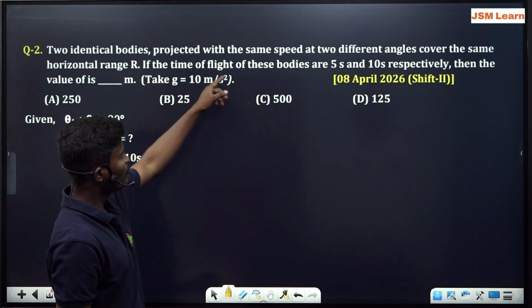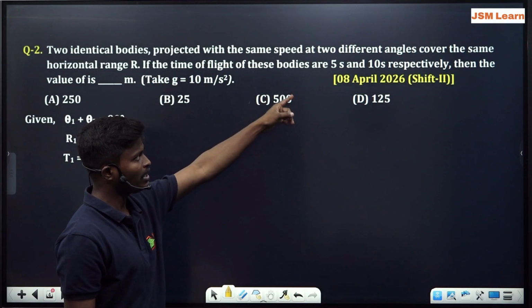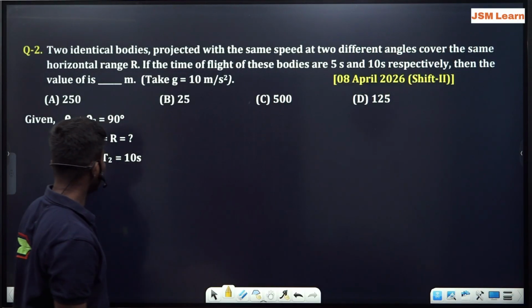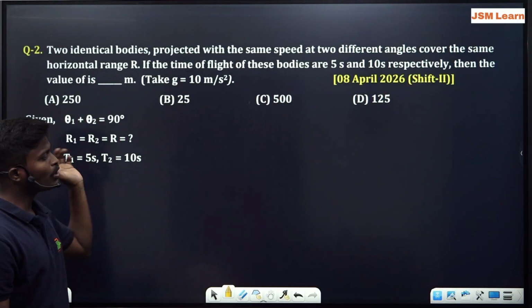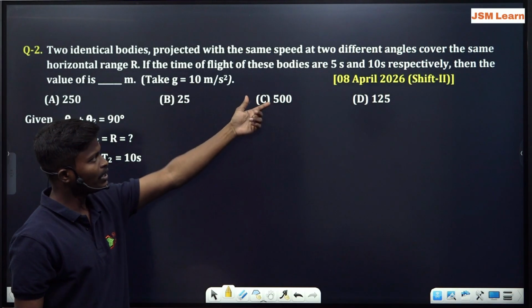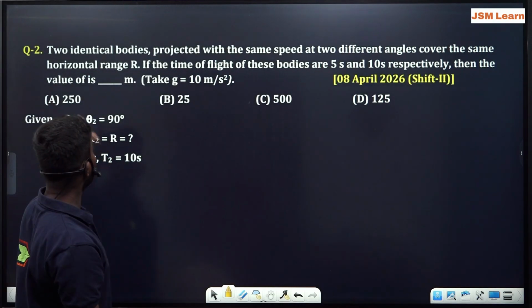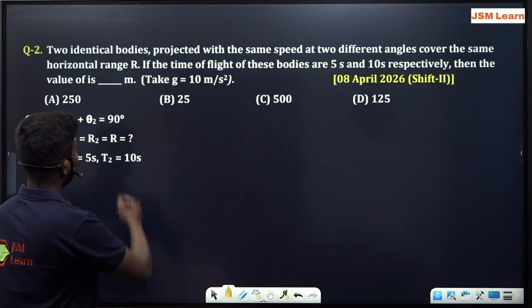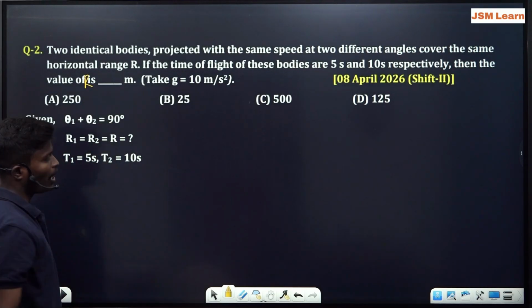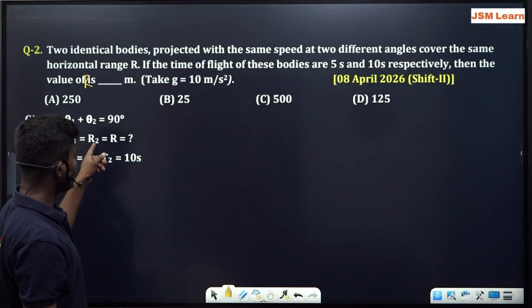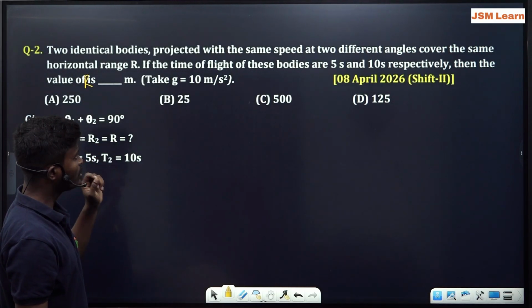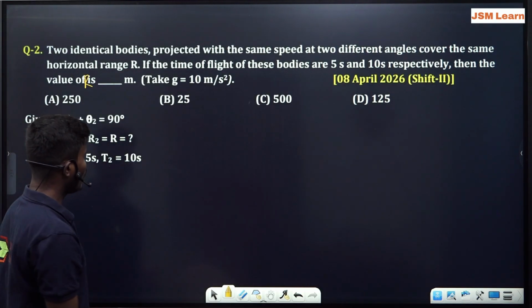Now the time of flight of these bodies is T1 = 5 seconds, the first body takes 5 seconds to complete its path, and T2 is 10 seconds to complete its path. Now he is asking then the value of R. So R1 = R2 = R is there. So that value of range we have to find.